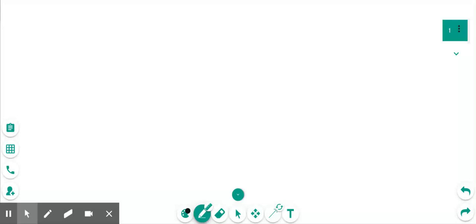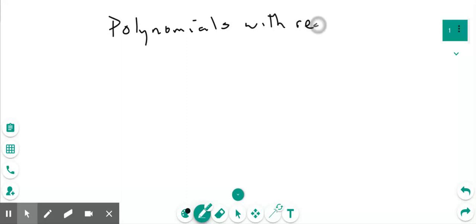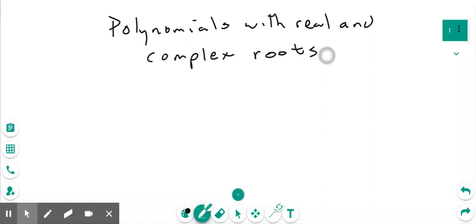Okay, today we're going to be solving polynomials with real and complex roots. So the first thing we want to do is, well, let's get a polynomial up here.